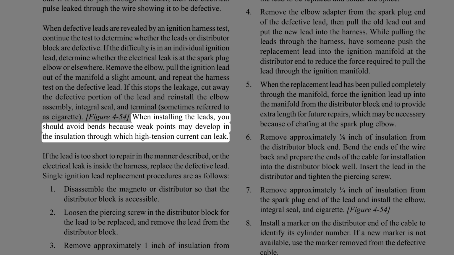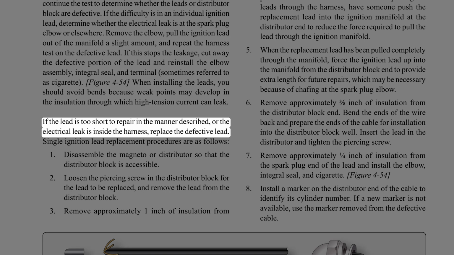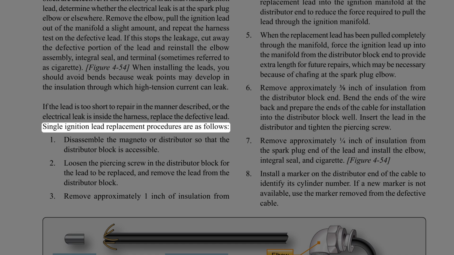When installing the leads, you should avoid bends because weak points may develop in the insulation through which high-tension current can leak. If the lead is too short to repair in the manner described, or the electrical leak is inside the harness, replace the defective lead. Single ignition lead replacement procedures are as follows.